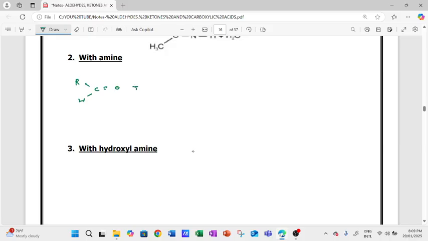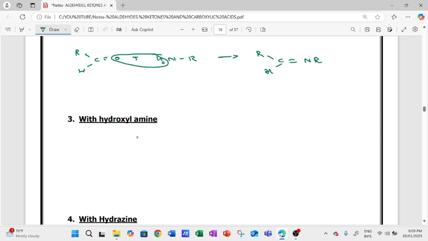If it is an amine, again you can write NH2, but this time with R. So this water is eliminated. We get RCH double bond NR. This is alkylamine. Now with hydroxylamine, RCH double bond O. Hydroxylamine is NH2OH. This time water is eliminated and we get RCH double bond NOH, which is oxime.